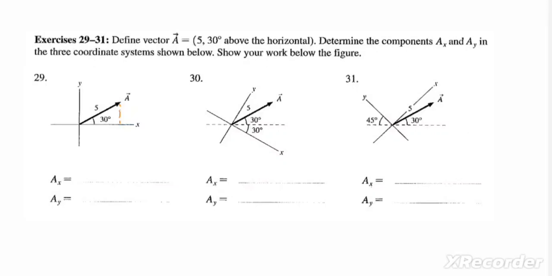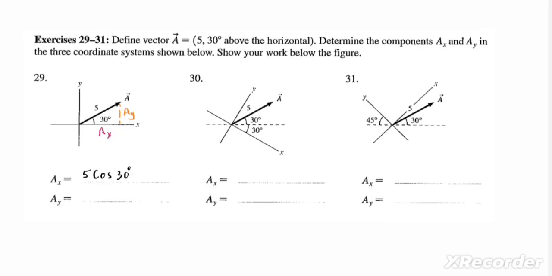In these questions, we have to determine the components ax and ay. So on question 29, we have ay here, and then ax. They are in the first quadrant, so that means ax and ay are both positive. So the magnitude of the vector itself is 5. So we have 5 cosine 30 as our x component.